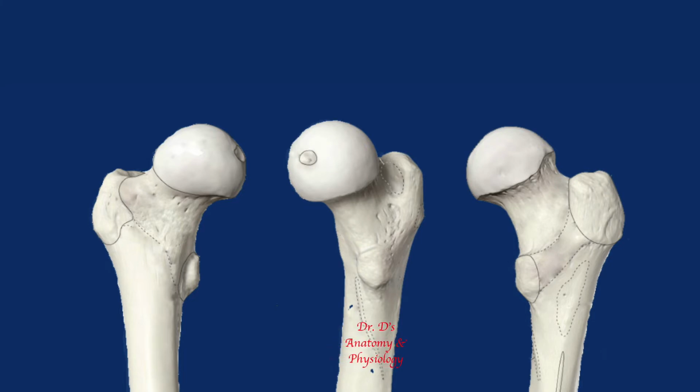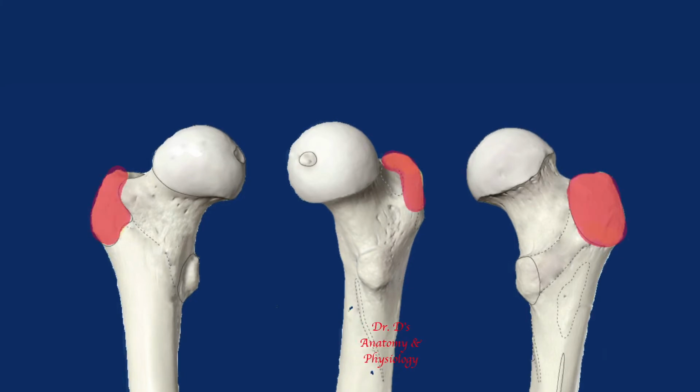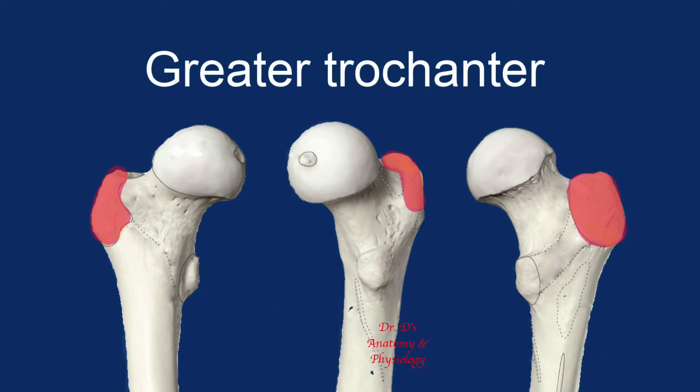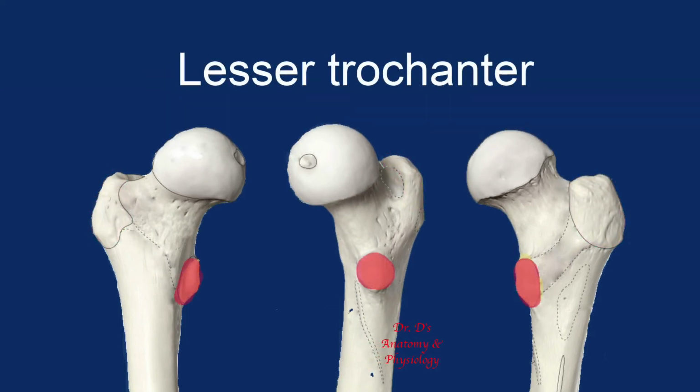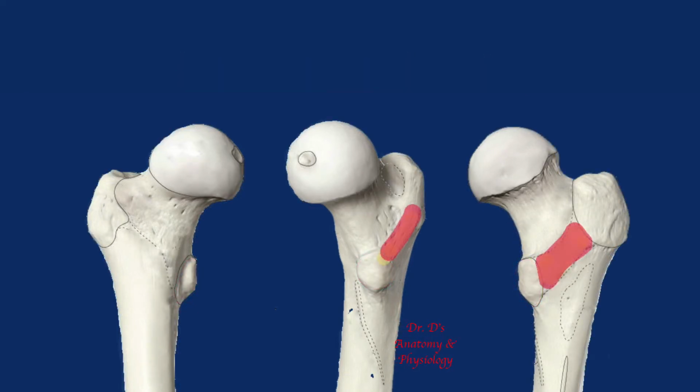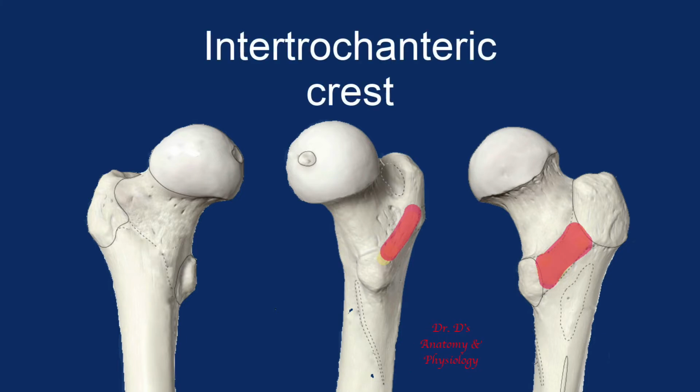There are two trochanters. The larger one is lateral and is called the greater trochanter. The smaller one is medial and is called the lesser trochanter. A ridge of bone connects the greater and lesser trochanters on the posterior side. This prominent ridge is called the Intertrochanteric crest because it is between the trochanters.